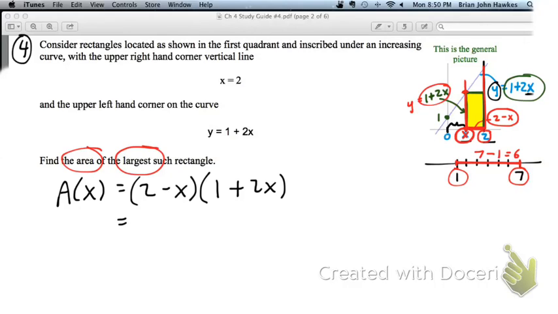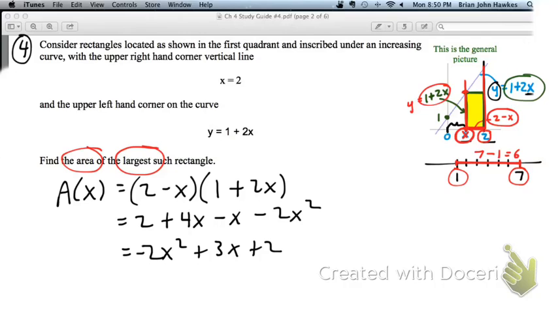We can multiply using the FOIL method: 2 plus 4x minus x minus 2x squared. Rewriting with the largest power first, we get negative 2x squared plus 3x plus 2. We have our area in terms of x, not factored, so it's easy to find the derivative. When we're trying to find a maximum or minimum value, we differentiate, set the derivative equal to 0 to find our critical points, and so on, like we've done a million times now.